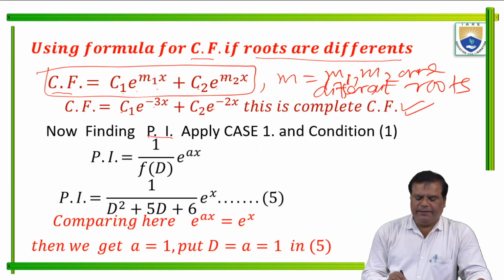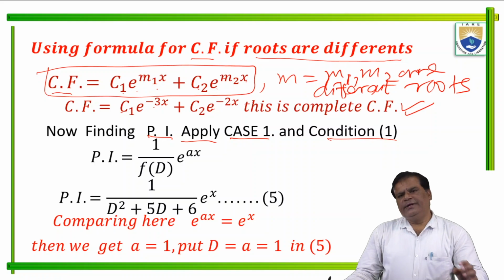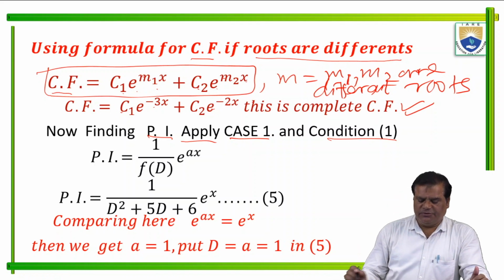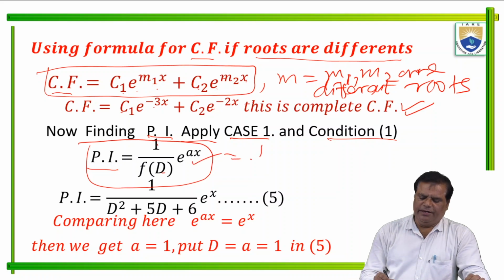Now finding PI, the particular integral. Apply case first and condition first. So in PI we are applying condition first and case first. What is case first? We are solving the particular integral using the formula PI equals 1 upon F(D) into Q. This is the formula of PI.